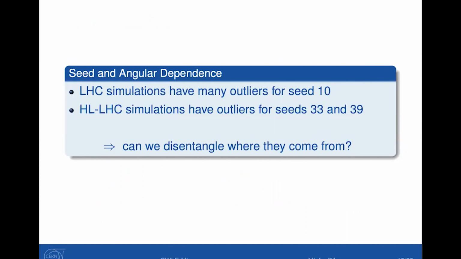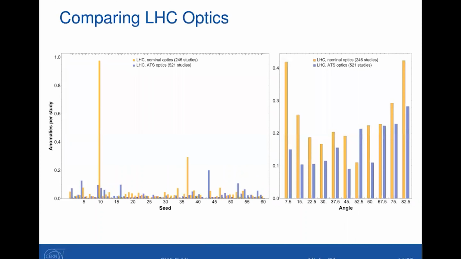Can we disentangle by looking more specifically at these configurations? And yes, we can. We can, for example, start looking at the optics. For the LHC, we have 2 general classes of optics, let's say. Until 2016, the standard beam optics were what we call the nominal one, but in 2017, the ATS, the telescoping optics were introduced. They're different. And indeed, what we see is that this bad seed 10 that we saw is completely in the nominal optics, where, for 246 studies, on average, almost each of them had an outlier.